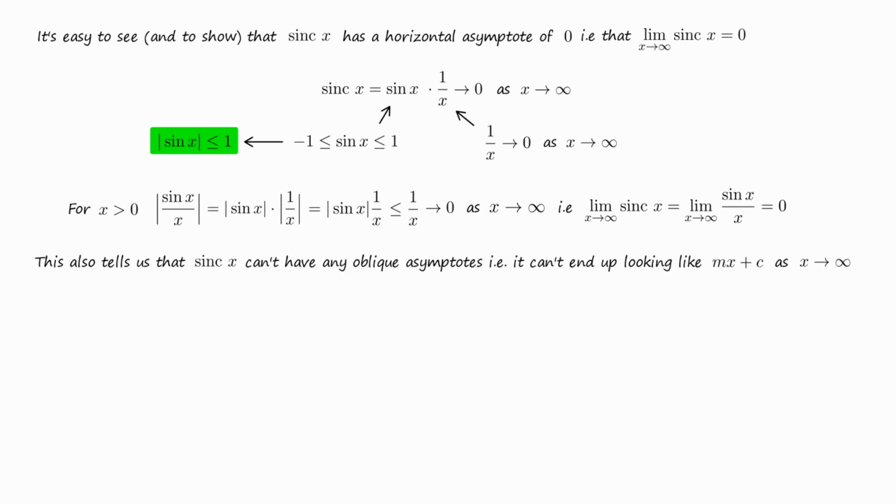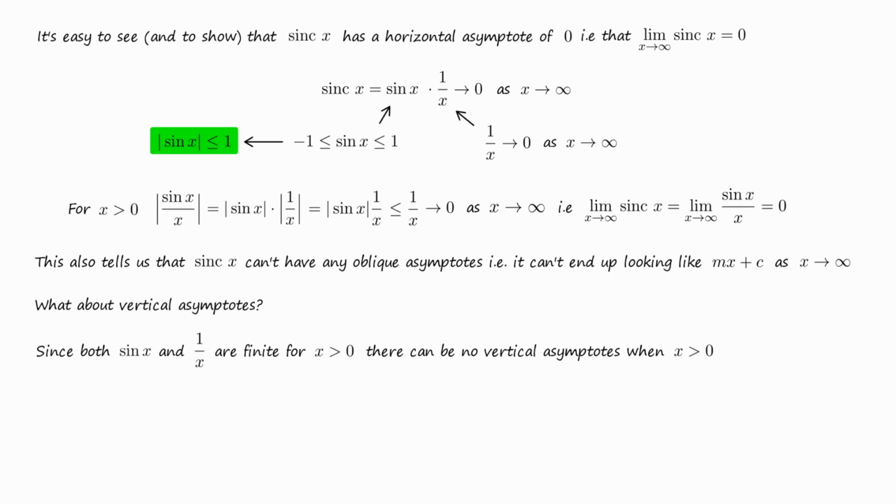And this immediately tells us that sinc x can't have any oblique asymptotes, i.e. it can't end up tending towards some other straight line, and that's because limits are unique. A function cannot simultaneously tend to two different limits. We still have to consider the possibility of vertical asymptotes, however, and these occur where the function tends to either positive or negative infinity at some finite value of x. Now, when x is greater than 0, both sin x and 1 over x are finite, so there can be no vertical asymptotes when x is greater than 0.